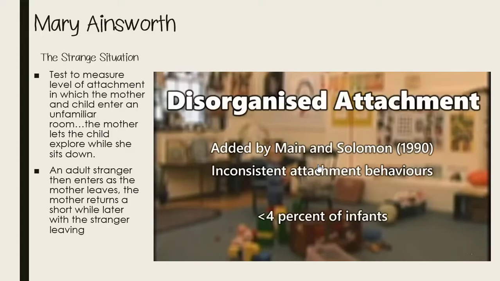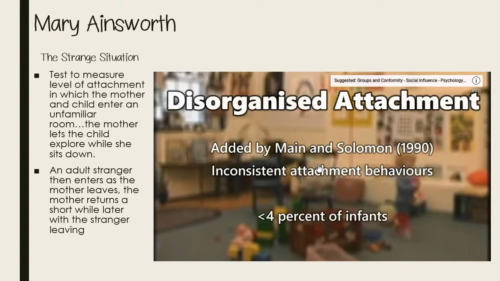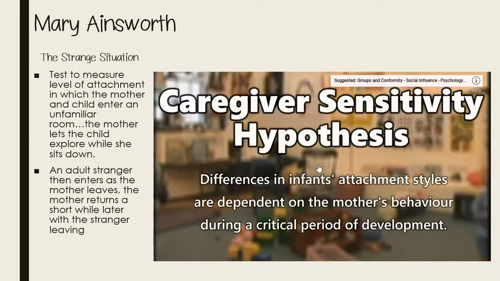In 1990, Main and Solomon added that a very small percentage were inconsistent in their behaviors and defined this attachment style as disorganized. Ainsworth's caregiver sensitivity hypothesis suggests that differences in infants' attachment styles are dependent on the mother's behavior towards the baby during a critical period of development.